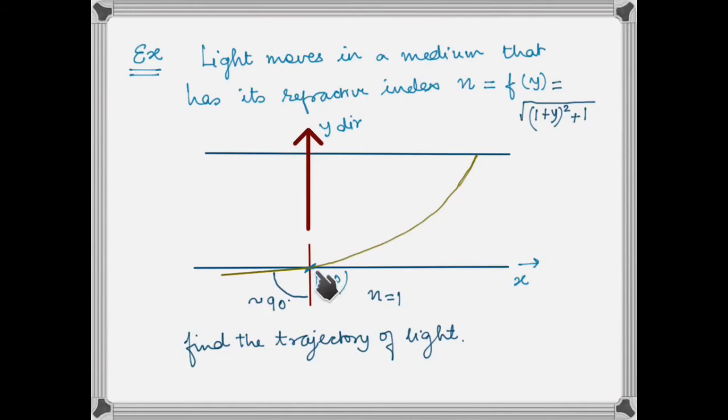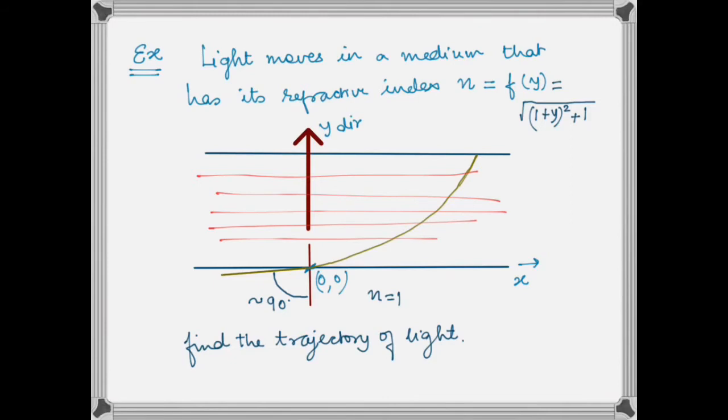So the light will go on a curved path. It will bend continuously because n is changing continuously. You can imagine many parallel boundaries like this, many parallel boundaries, and these boundaries are very close. They're continuous boundaries, and light is continuously refracting from one boundary to another boundary. So we have to find the trajectory of this light. So we have to find the equation of this trajectory.